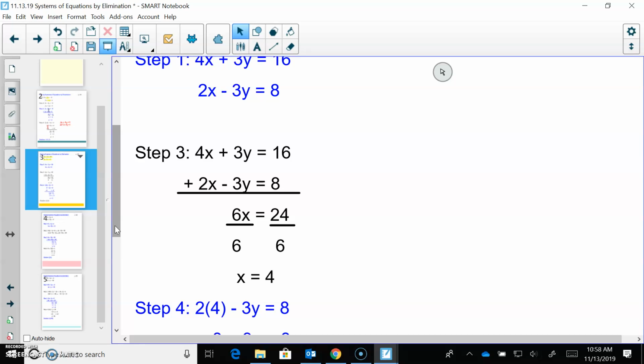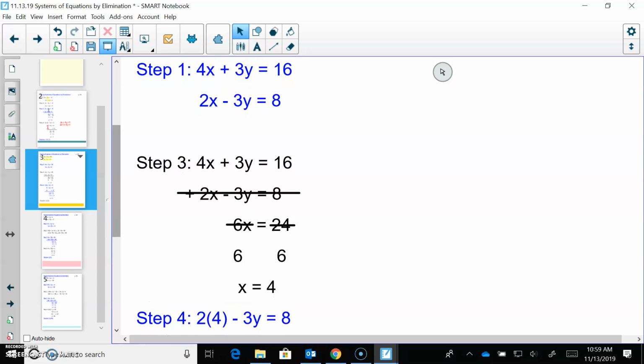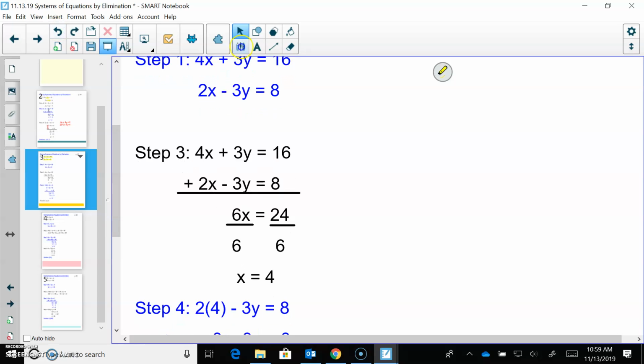So if I add straight down 4x plus 2x, that's where that 6x came from. When I do positive 3y minus 3y, those cancel, leaving me with 6x equals, and then 16 plus 8 is 24. And then when I divide by 6 on both sides, 24 divided by 6 is 4, so that's where that came from.